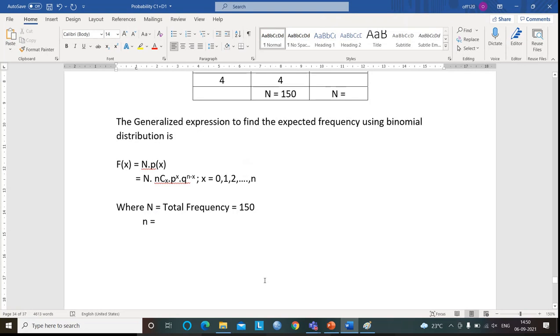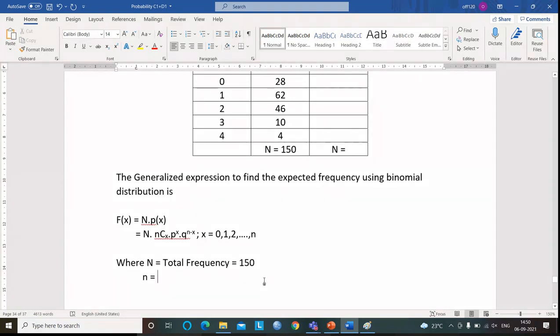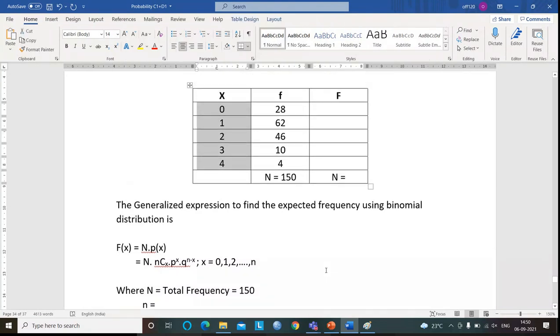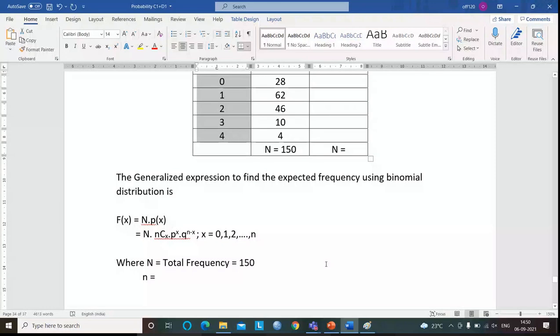Now, what do you mean by n? N is nothing but the number of observations. How many observations are given? That is called small n. In this problem, the number of frequencies or values is 5: 0, 1, 2, 3, 4 constitutes 5.